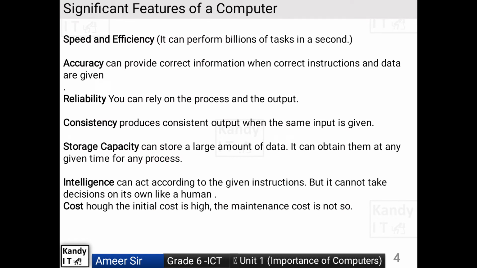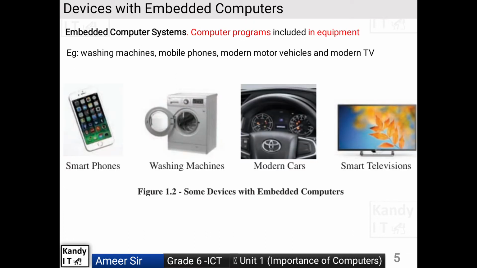Significant features of a computer: speed, efficiency, accuracy, reliability, consistency, storage capacity, intelligence, and cost. Devices with embedded computers. Embedded computers are small circuits. They are pre-programmed software that are available in smart television, modern cars, washing machines, AC remotes, and even smartphones.